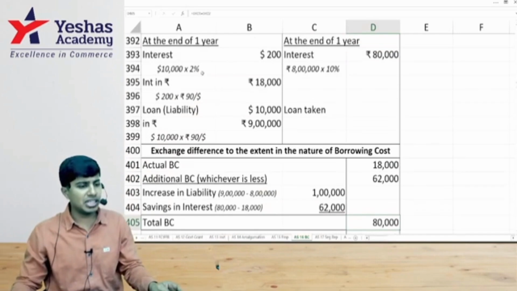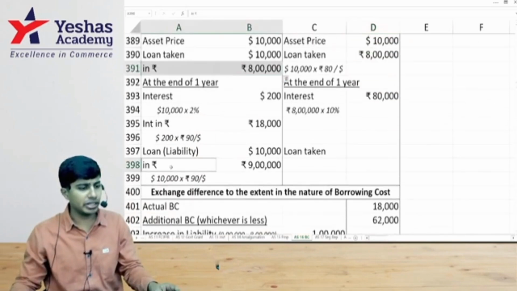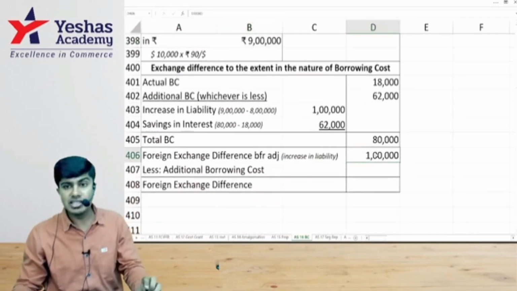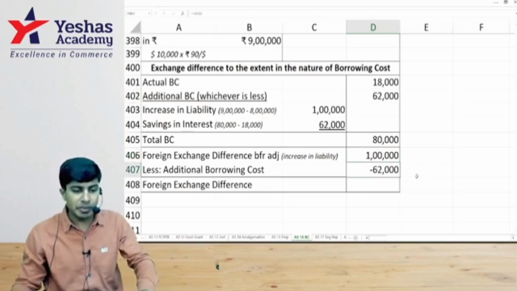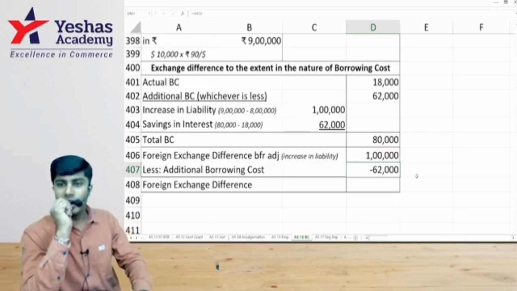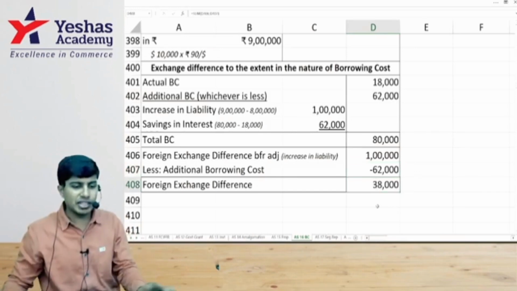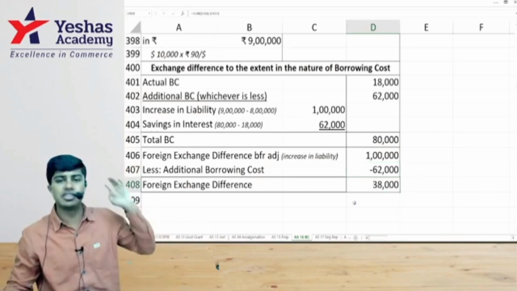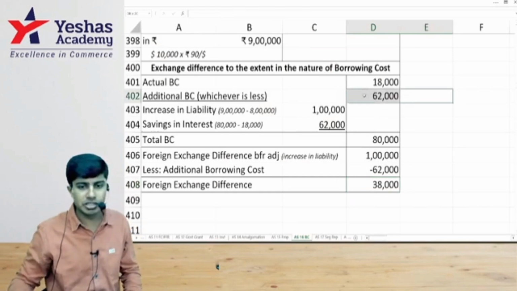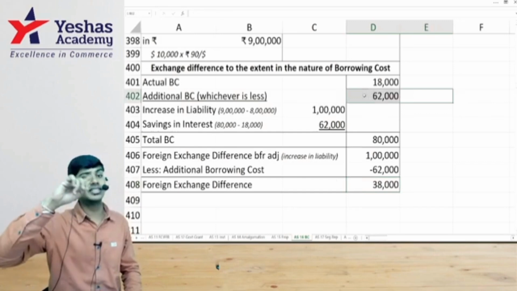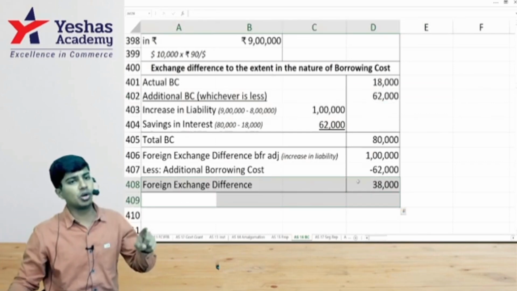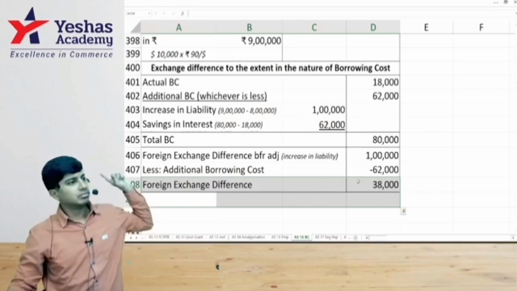Your increase in liability is from 8 lakh to 9 lakh, which is 1 lakh rupees. In this 1 lakh, 62,000 will be treated as additional borrowing cost and not foreign exchange difference. The balance of 38,000 is genuine foreign exchange difference. Whatever we computed as borrowing cost, till now, additional borrowing cost, will be treated as per Accounting Standard 16. And whatever we computed here as foreign exchange difference, this treatment is told by Accounting Standard 11. Understood?